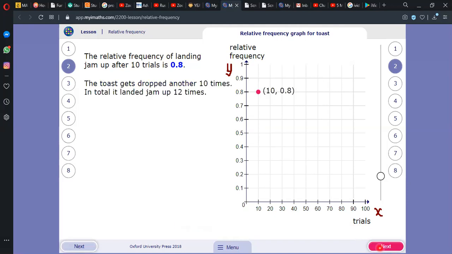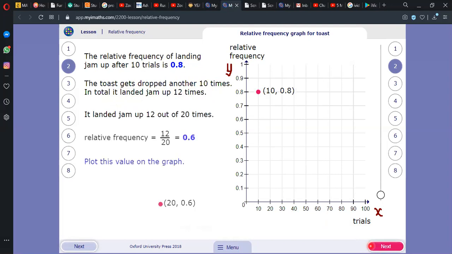Now, if the toast gets dropped another 10 times, in total, it landed jam up 12 times. You see that? We did 10 times before, now another 10 times. That's going to make it a total of 20 times for the total number of trials. The total number of successful trials after the 20 times of dropping it is now 12 times. So the relative frequency is 12 over 20, which is 0.6.